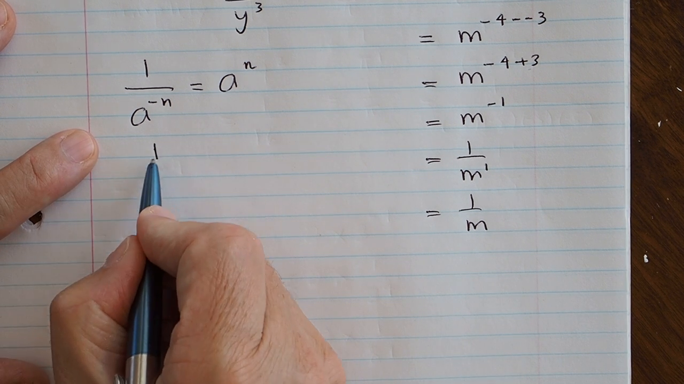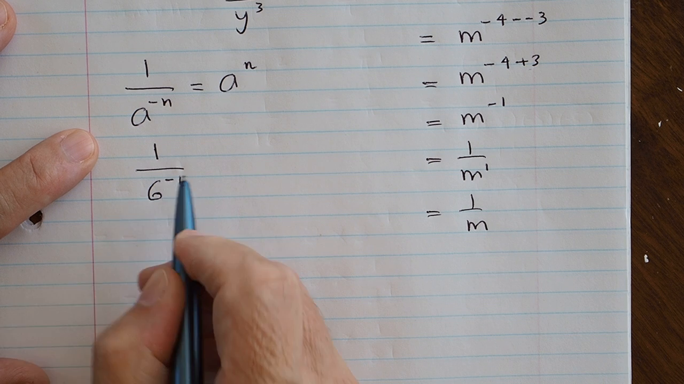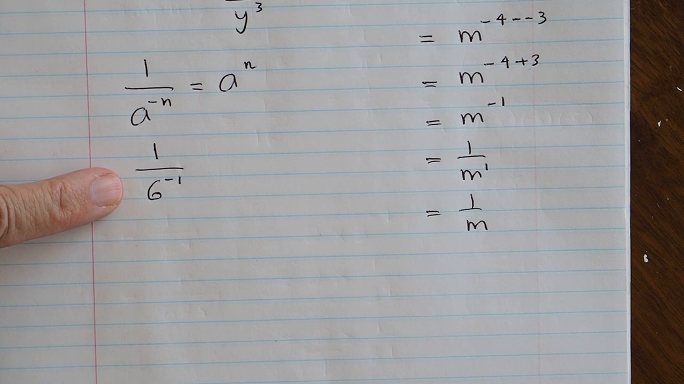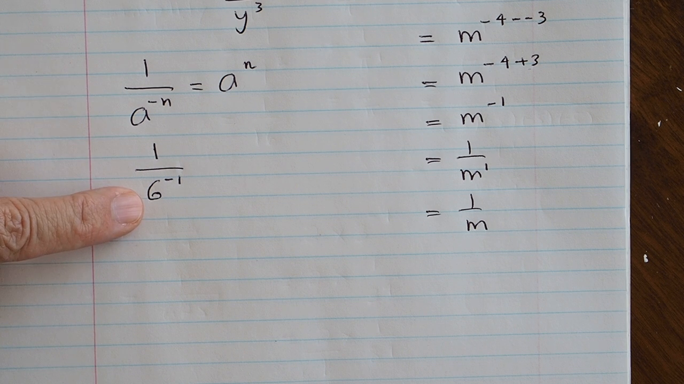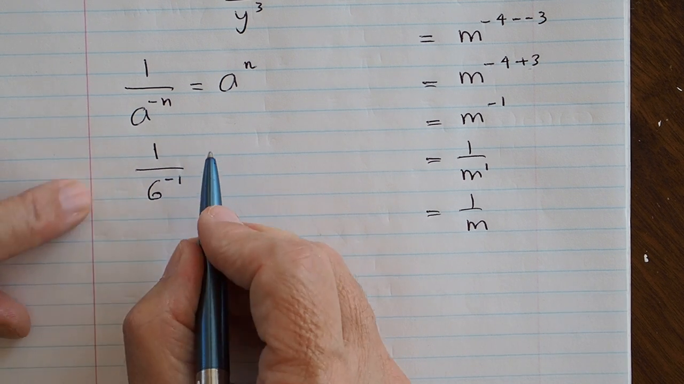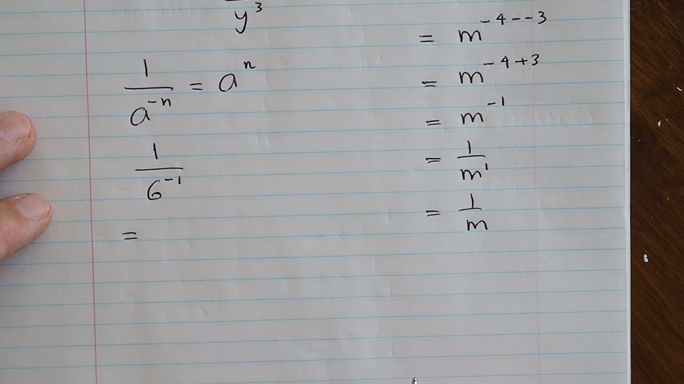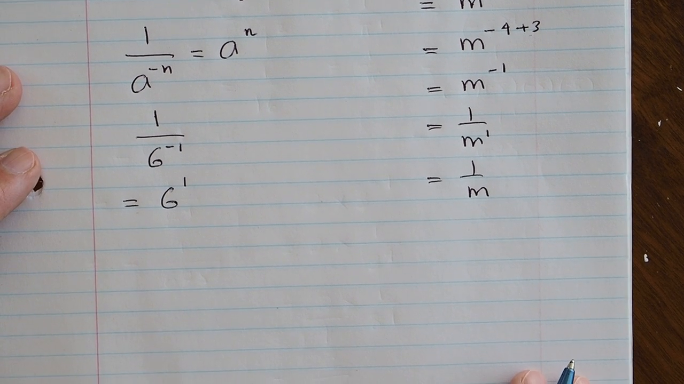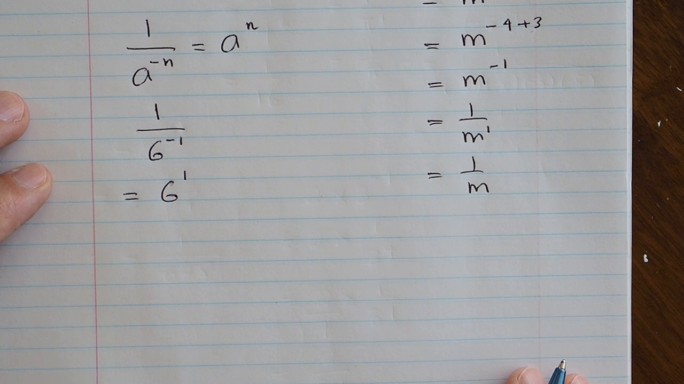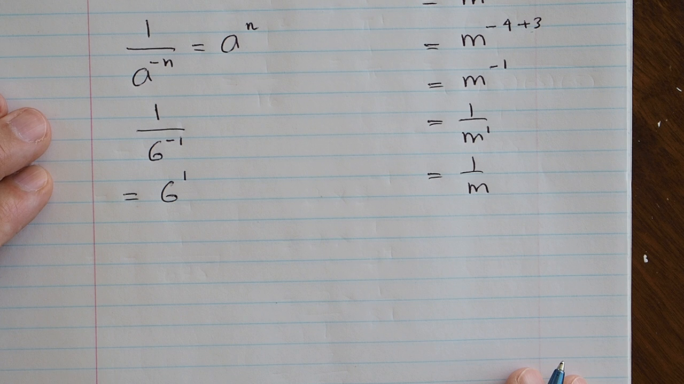Let's start with this question. 1 over 6 to the negative 1. View the structure here. It's identical to the structure here. A takes on the role of 6 and n takes on the role of 1. And that would give you, for an answer, 6 to the positive 1 in a heartbeat. It's a very efficient rule. It's really a good way to avoid lots of unnecessary extra steps.